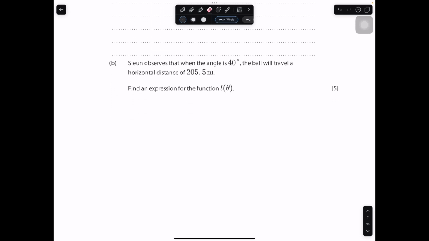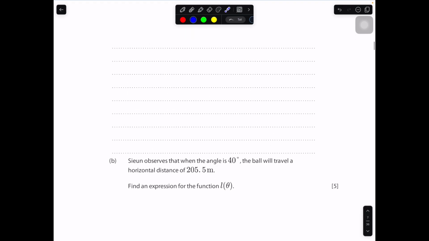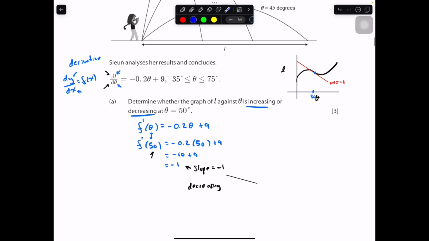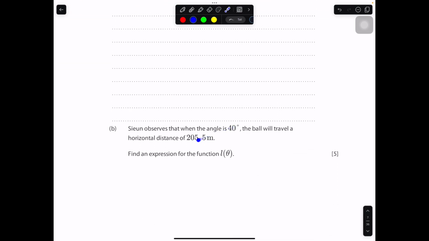Moving on. Sien observes that when the angle is 40 degrees, the ball will travel a horizontal distance of 205.5 meters. Find an expression for L of theta. Kind of a good question. You see it's 5 marks. Often these kinds of questions follow a similar structure, and if you've seen a few of them, you might already recognize it. Here they give us the derivative, that is to say the change in L over change in theta, and then they give us a point on the actual function, and they say we don't want change in L over change in theta, or change in y over change in x. We just want the original function.